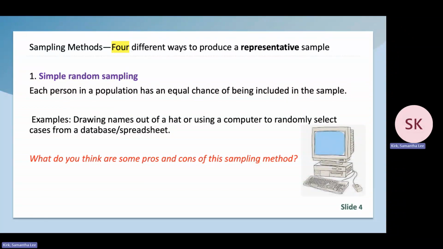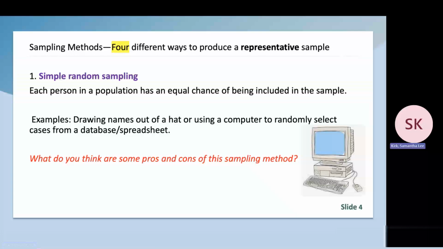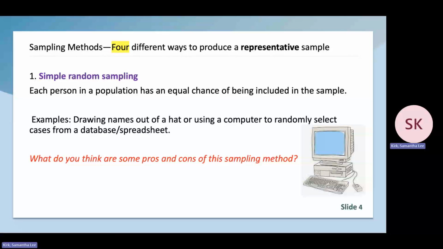But how do we choose people to put in the sample? So there are 4 basic sampling methods that will give us a representative sample. What that means, when I say representative sample, is it's a little mini population that has all the same characteristics of the original population. So the first way is something called simple random sampling.